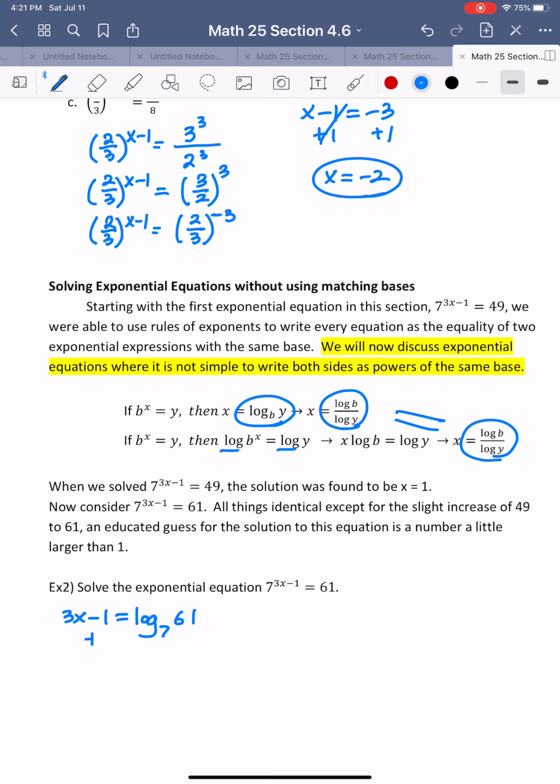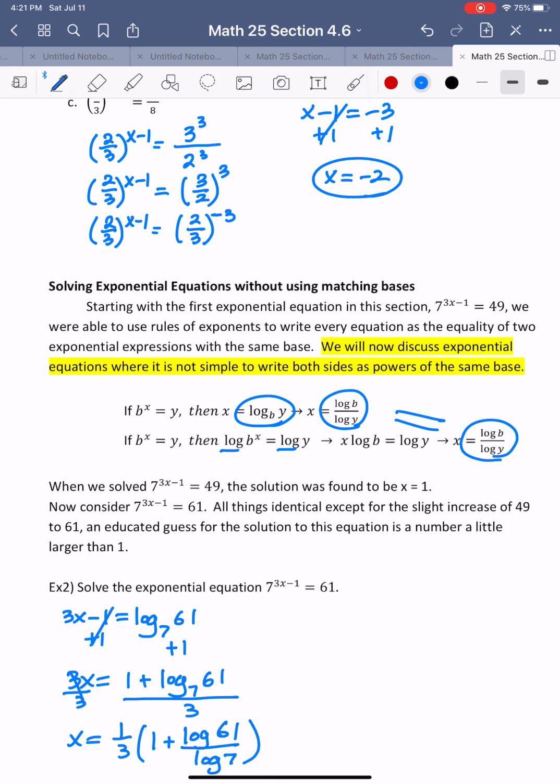Do not use a calculator yet, please, okay? So add 1 to both sides first. So 3x equal to, but this 1 I'm going to put in front of the log, because if you put it on the other side of the log, you might think that it's added to the 61 or the 1. You can't do that. And then divide by 3. So you divide the whole thing by 3, which is x equals 1/3 of 1 plus log of 61 over log of 7.